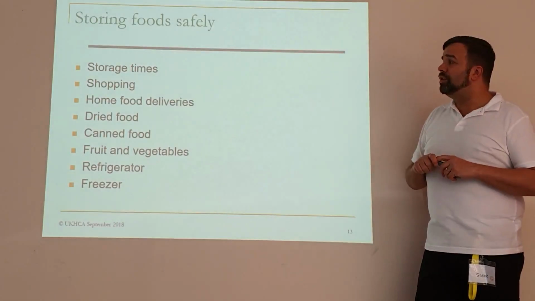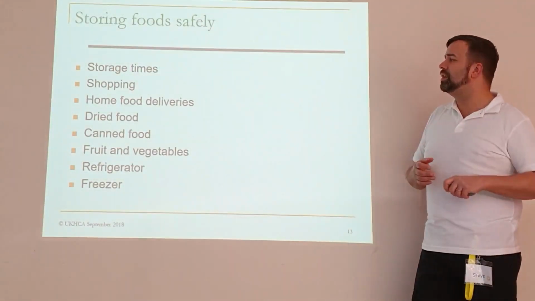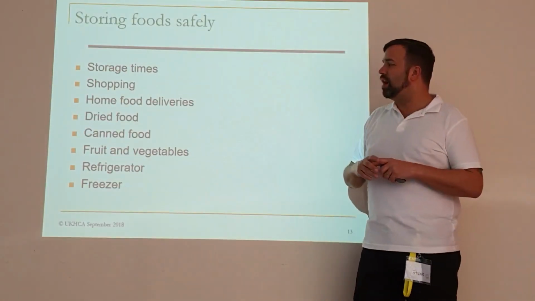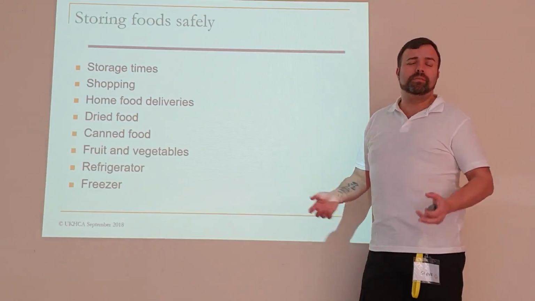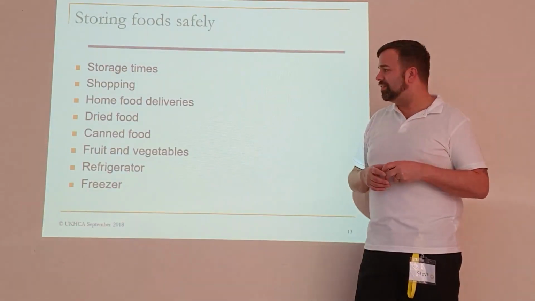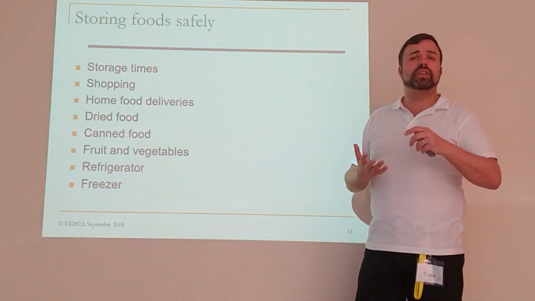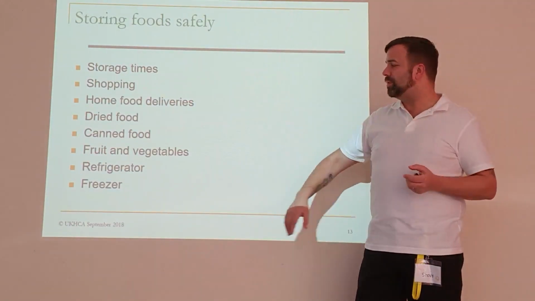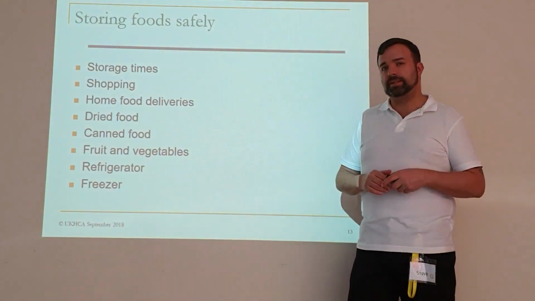So it's important you know how to store your items, it's important you know how to do your shopping. We should be using home food delivery services where we can. Canned food is absolutely fine because we know it's been preserved and generally should be good. Fruit and vegetables, we need to be checking that they're fresh and they're not spoilt and there's no mould on them. And we need to be checking our fridges and freezers.